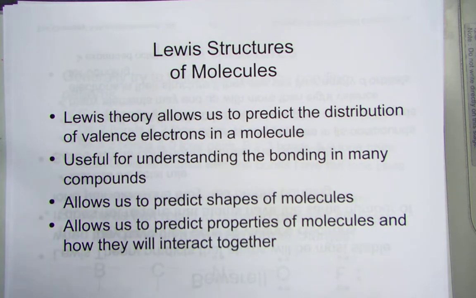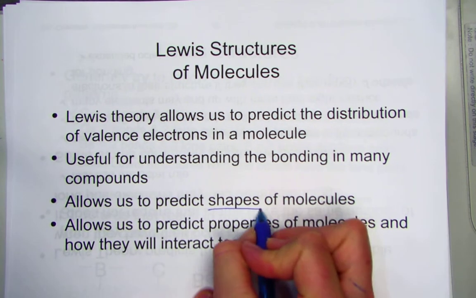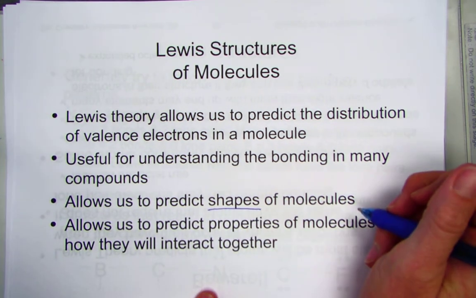The next topic in our chapter talks about drawing Lewis structures of molecules. The Lewis theory allows us to predict the distribution of valence electrons in a molecule, and they're useful for understanding the bonding in many different compounds, and eventually allows us to predict the shapes of molecules, the topic again that we'll be talking about in our next chapter.